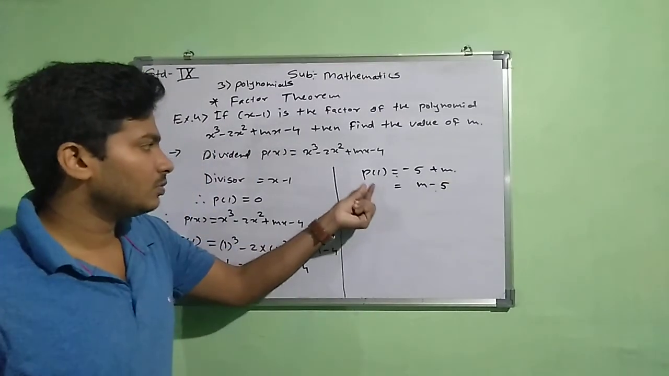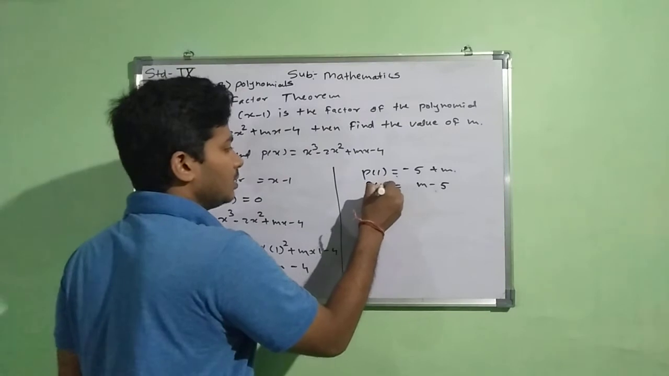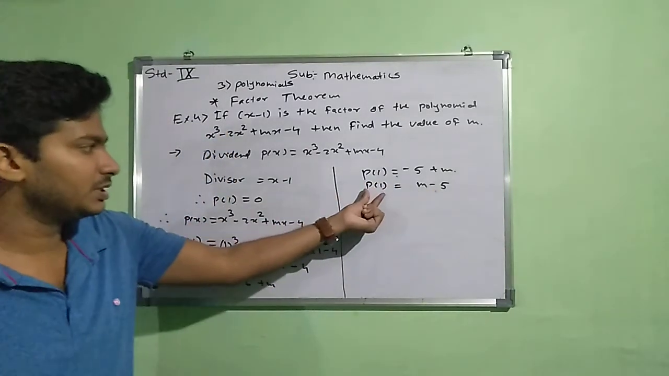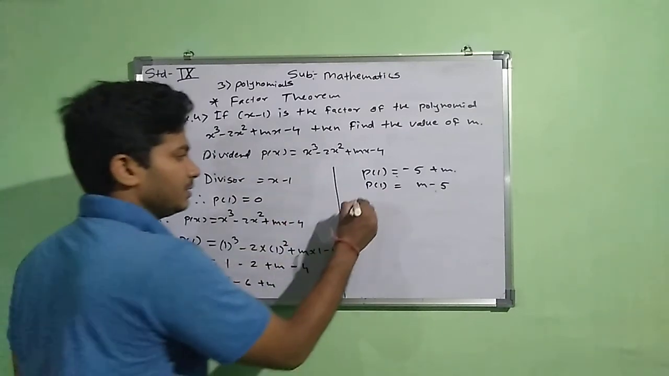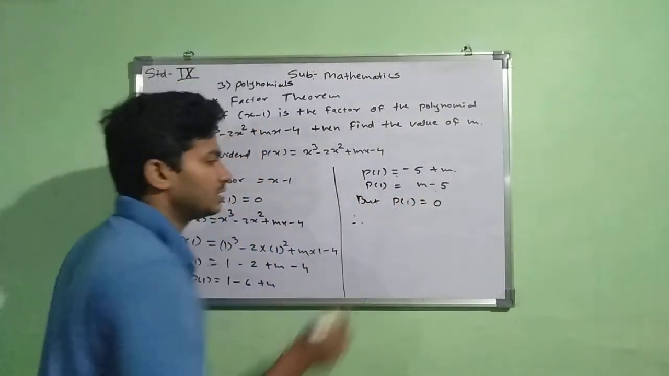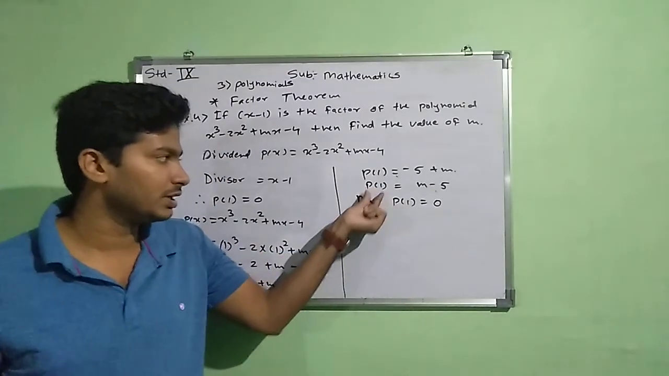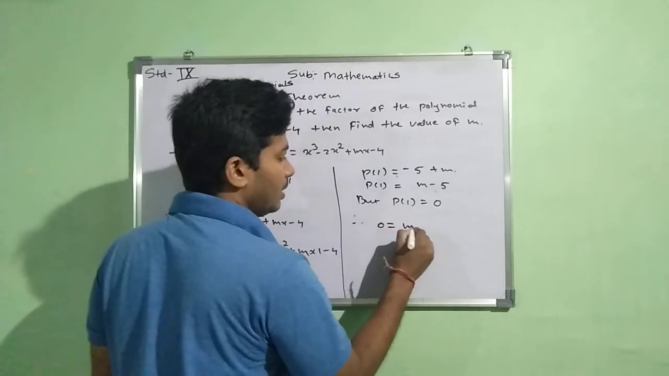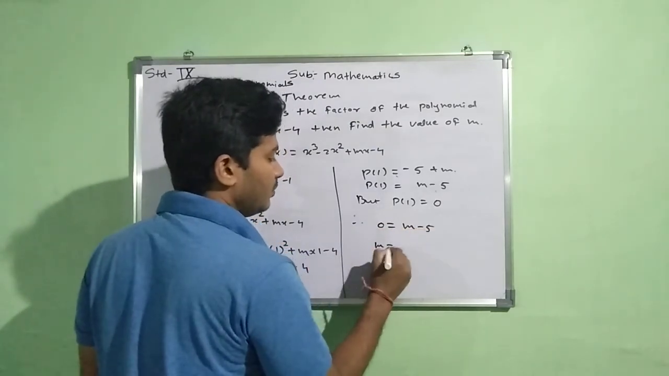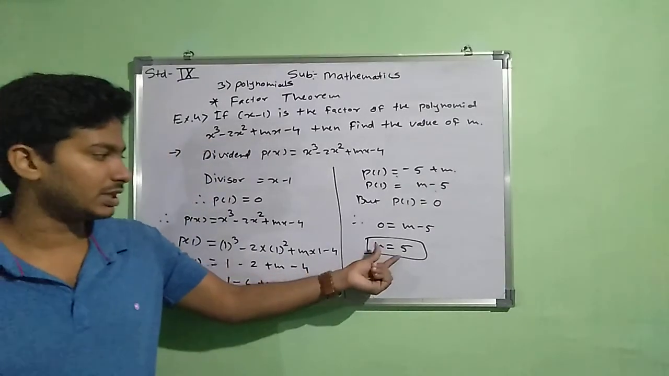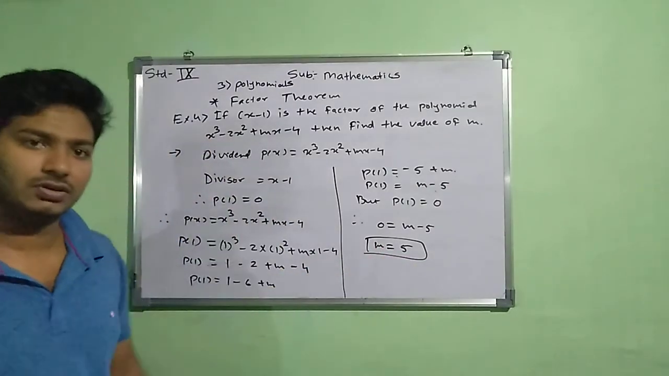Now here we got p of 1 as m minus 5. But we know p of 1 is 0. That means the value of the left hand side is 0. Therefore, we will substitute p of 1 equal to 0 here, and we will find the value of the unknown term, which is 0 is equal to m minus 5. So m will be equal to 5. So here we got the unknown term m equal to 5. This is how we have to solve this example.